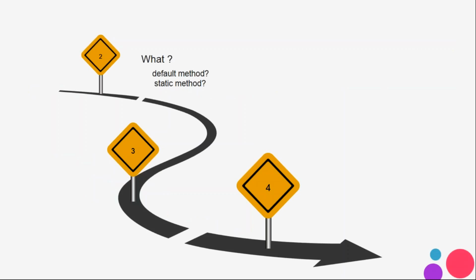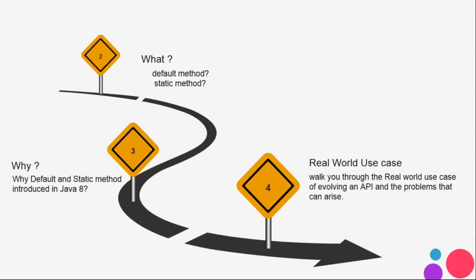So today what I'm going to cover is the second, third and fourth milestones, which were related to the what, why and the real world use case. From this session we will come to know what a default method and static method are, why default and static methods were introduced in Java 8, and we will go through really good real world examples, so that it makes more sense to you and is easy to understand these concepts. So now let's jump to our real world example use case itself.